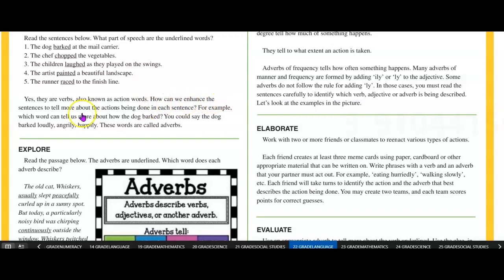How can we enhance the sentences to tell more about the action being done in each sentence? For example, which word can tell us about how the dog barked? You could say, the dog barked loudly, angrily, happily. And these words are called adverbs.